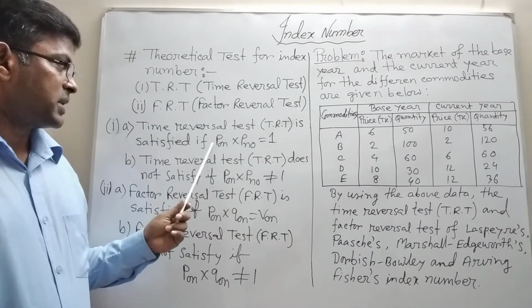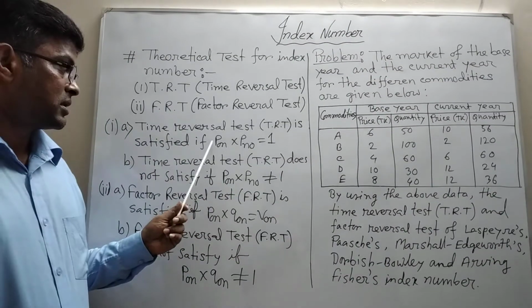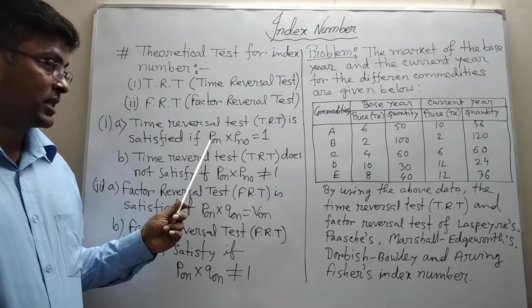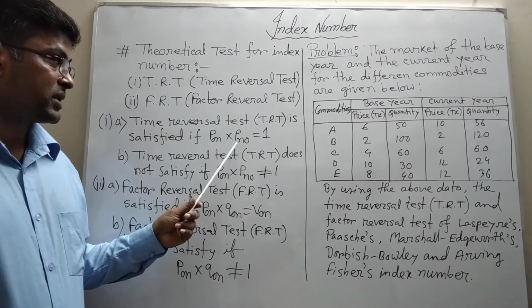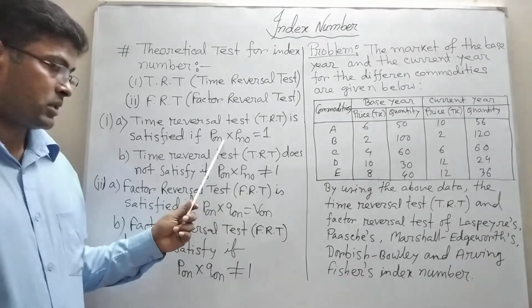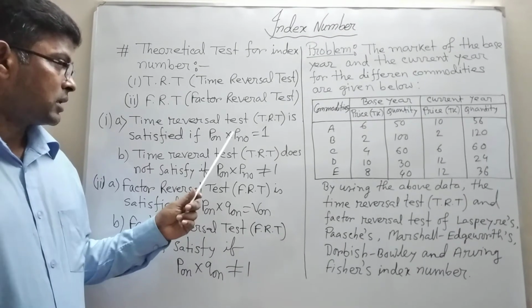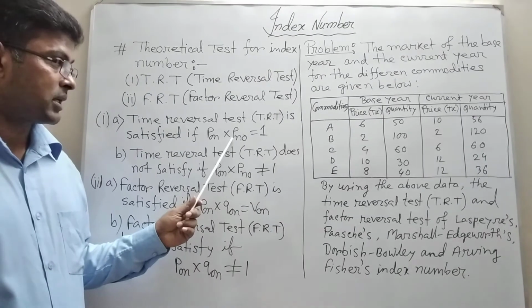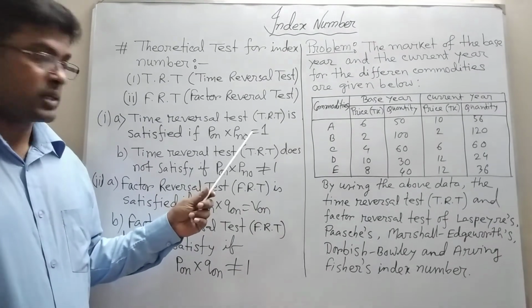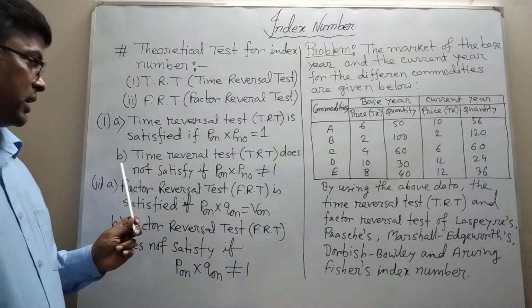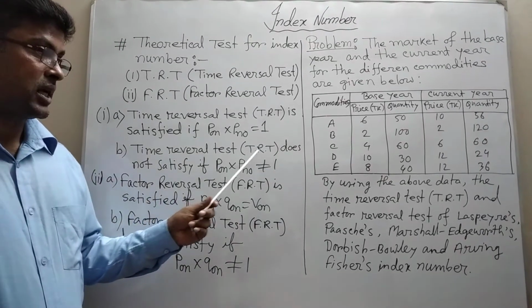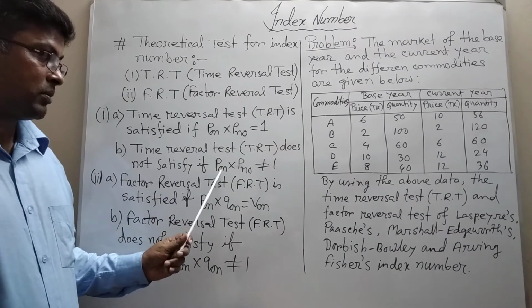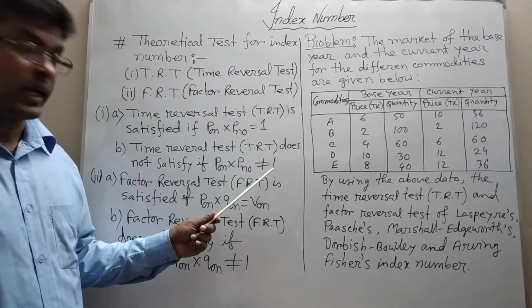We know that P suffix n means the price of the current year with respect to the base year, and P suffix 0n is just the opposite: the price of the base year with respect to the current year. Okay, dear students, the time reversal test TRT does not satisfy if P suffix 0n multiplied by P suffix n is not equal to 1.